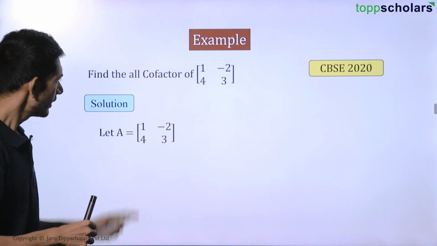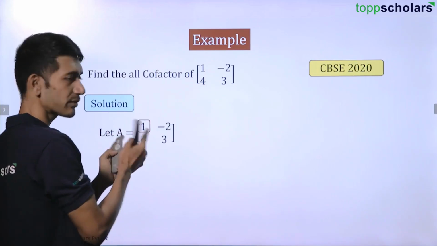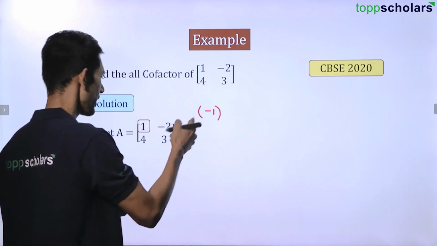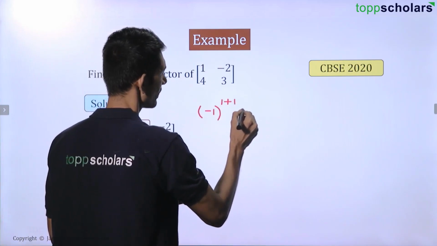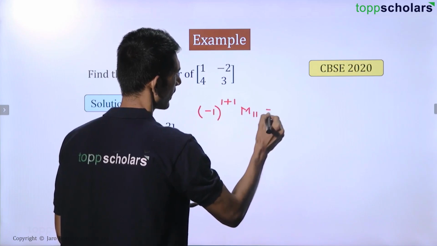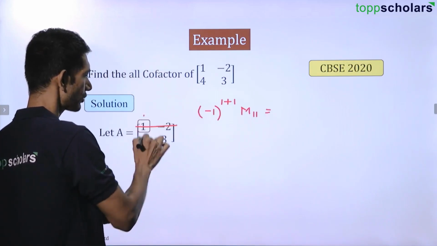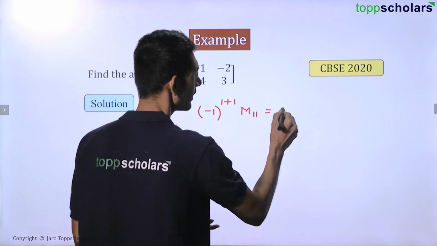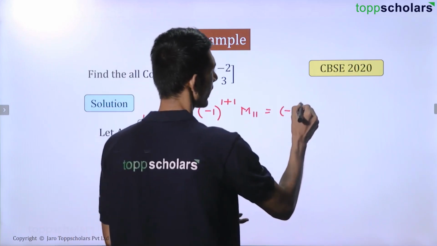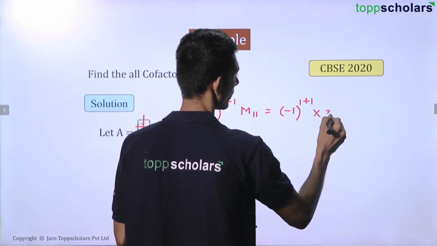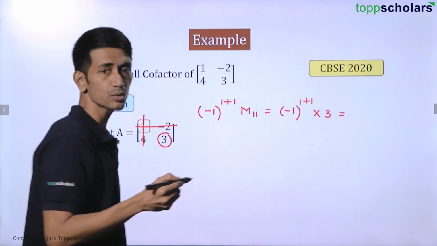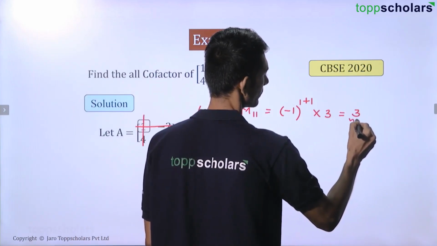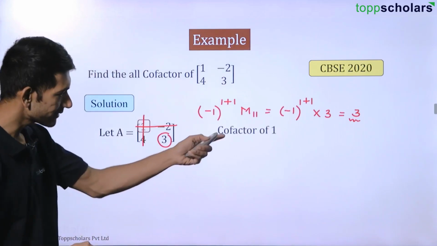Firstly, let us find C11. To find C11, if we use the formula, that is minus 1 raised to 1 plus 1, M11. So first row, first column you will delete, only 3 is remaining, no? So M11 is 3. So you get minus 1 raised to 1 plus 1 multiplied by 3. So minus 1 raised to 2 is 1. 1 multiplied by 3 is 3. That is why, if you see, they have got the answer as 3 directly.